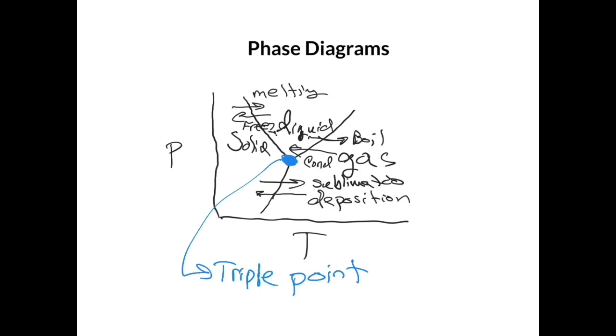And the triple point is where a solid, a liquid, and gas all coexist. All three major phases coexist. And then right here, that point there is called the critical point.